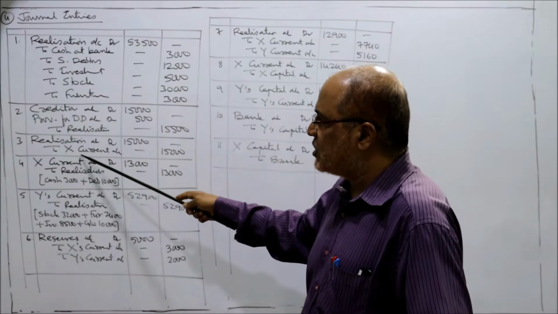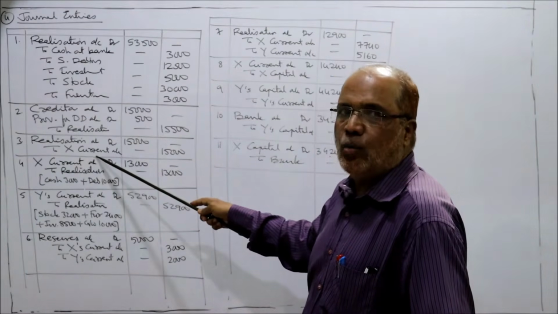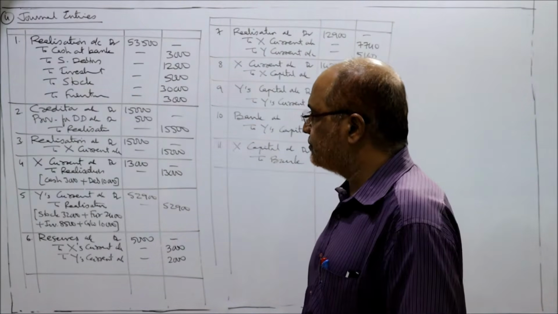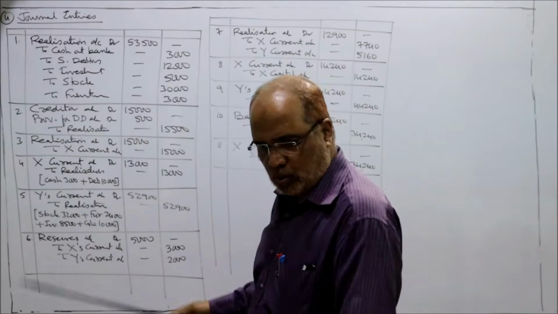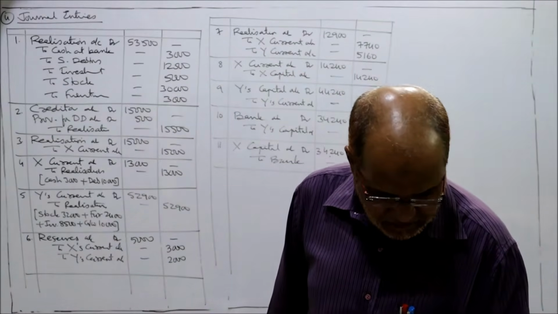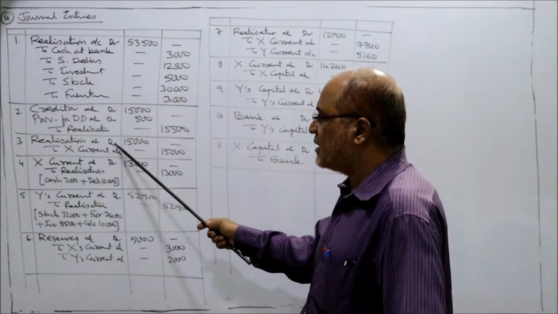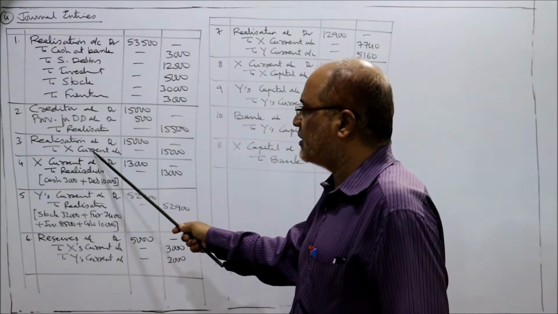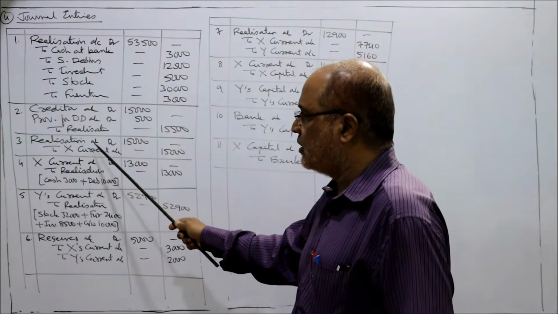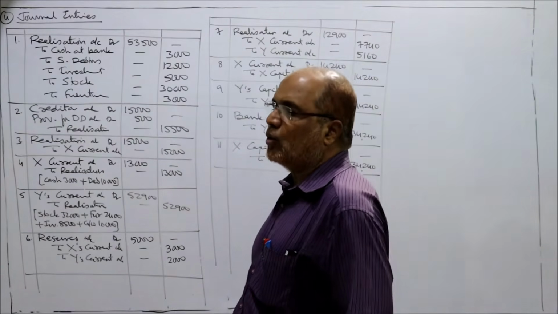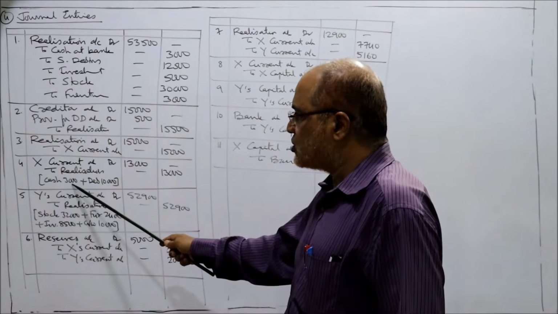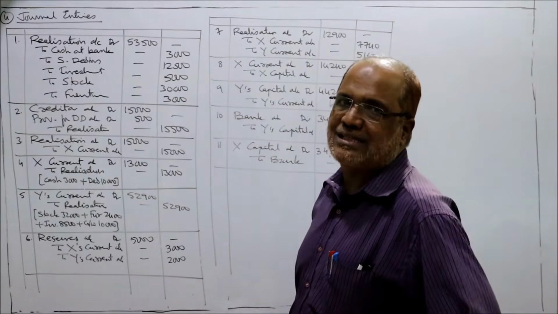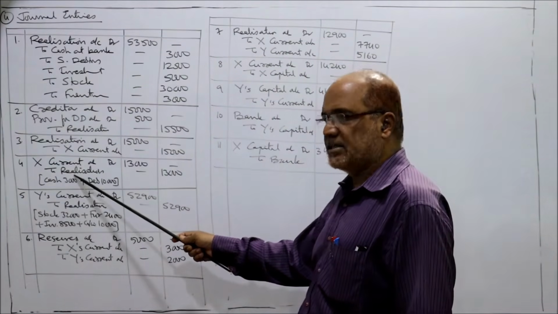Next entry, realization account debit to X's current account. One asset was there, which was taken over by X, and the creditors of 15,000 are also taken over by X. So the entry will be realization account debit to X's current account. Then two assets are taken over by X, that is cash 3,000 and debtors 10,000. 13,000 rupees are taken over by X. So X's current account debit to realization.